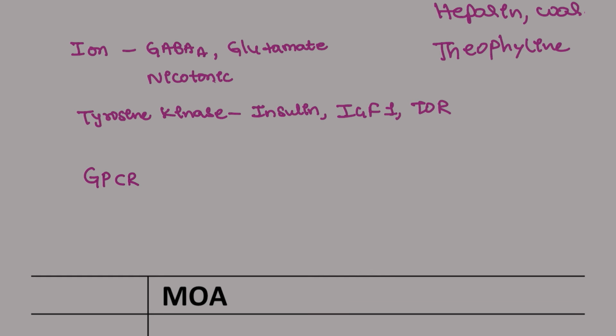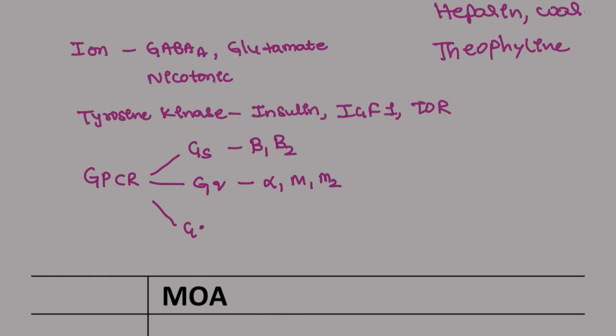GPCR, G protein coupled receptors. In that, remember the Gs examples. These are the drugs with the beta 1 and beta 2. Next, Gq. This will be with the help of the alpha 1, M1 and M2.